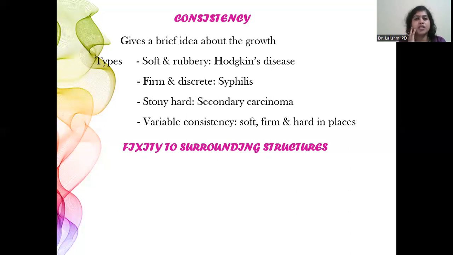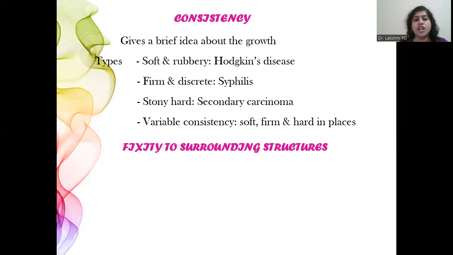Now, next you have variable consistency of soft, firm, and hard in different conditions. Like usually if it's just a pericoronitis or a periapical abscess, usually the lymph nodes will be just soft. In a chronic dentoalveolar abscess, the abscess which is very chronic, the lymph nodes might turn out to be much more firm. But if you find any of these pathognomonic features, you have to always think in terms of a different underlying systemic disease.